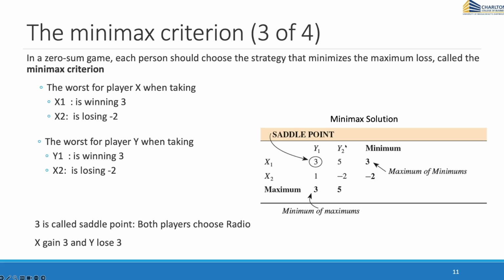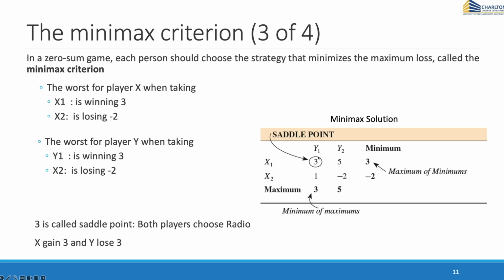Player Y tries to minimize the maximum loss. So if player Y chooses Y1, the maximum loss between 3 and 1 is 3. And if player Y chooses Y2, the maximum loss between 5 and -2 would be 5. So between 3 and 5, player Y tries to select the minimum of these two losses. So the choice for player Y is 3, and the choice for player X is 3.